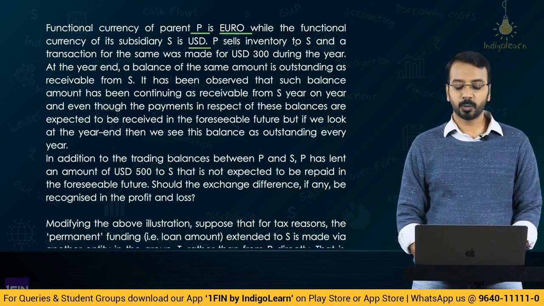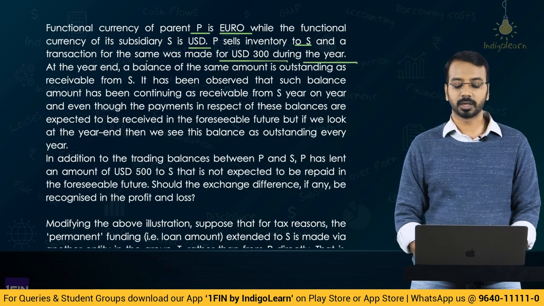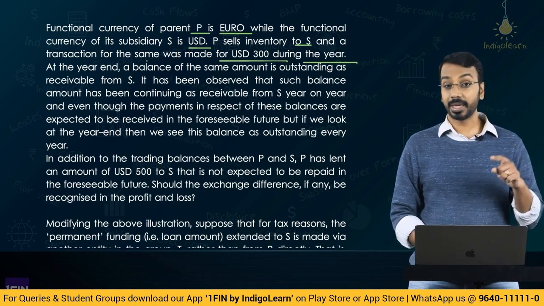So, parent company has Euro, subsidiary company has USD. P sells inventory to S, parent sells to subsidiary, and a transaction for the same was made for USD 300 during the year. Now, please note, who is selling? Parent is selling.